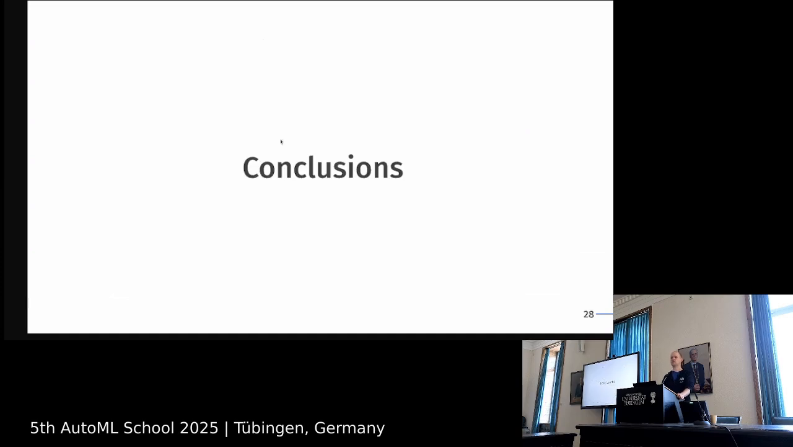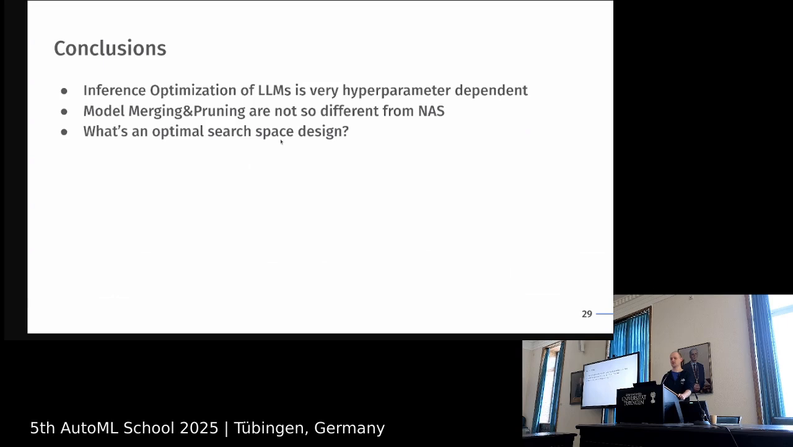Yeah, so much for using AutoML for merging and pruning, right? So these are really the inference optimizations, not in the way that we're running inference faster, but in the way that we're optimizing our model for a particular inference objective or deployment task, right? And that's very hyperparameter dependent, and it's a very good use case for AutoML.